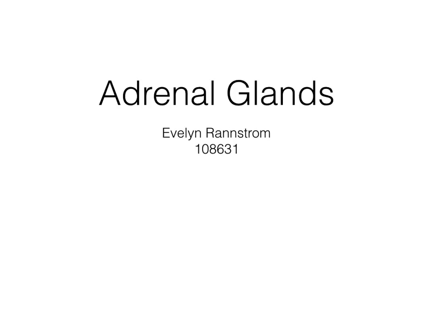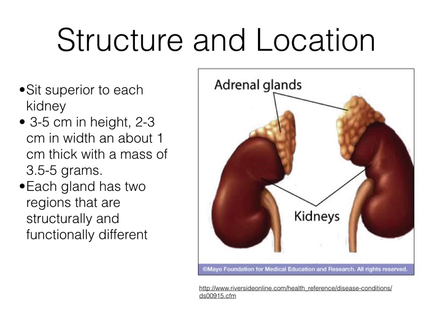Presentation on the adrenal glands. Each adrenal gland lies superior to each kidney in the retroperitoneal space. The gland itself has a flattened pyramidal shape. It's an endocrine gland, and in adults is about 3 to 5 centimetres in height, 2 to 3 centimetres in width, about 1 centimetre thick, and has a mass of 3.5 to 5 grams.